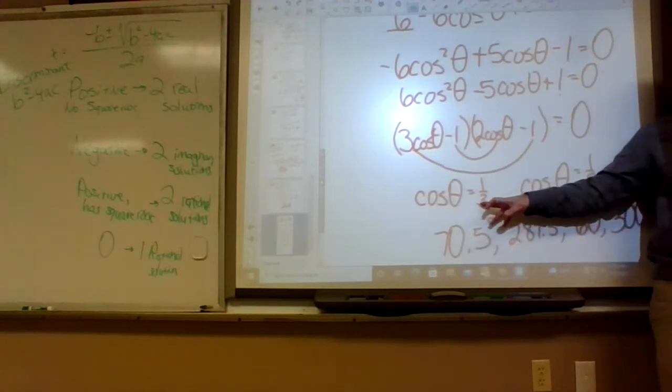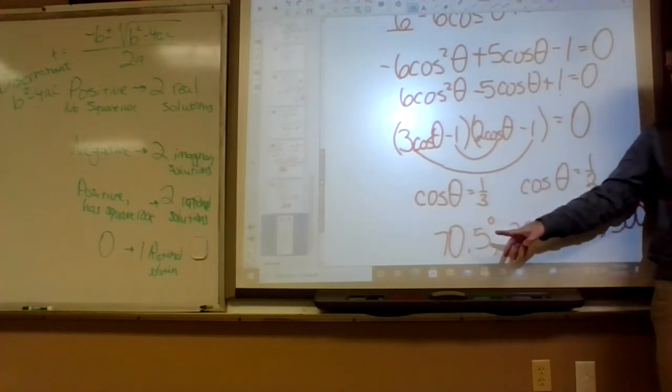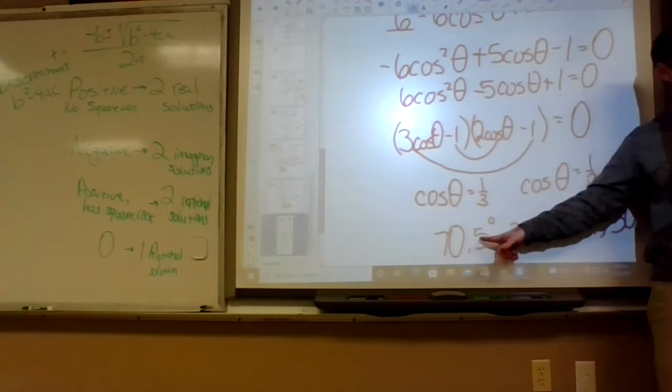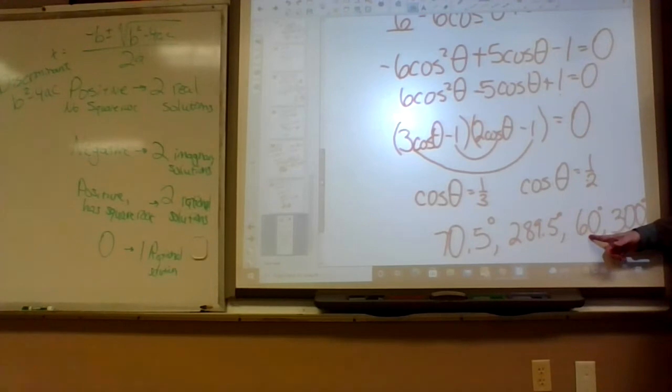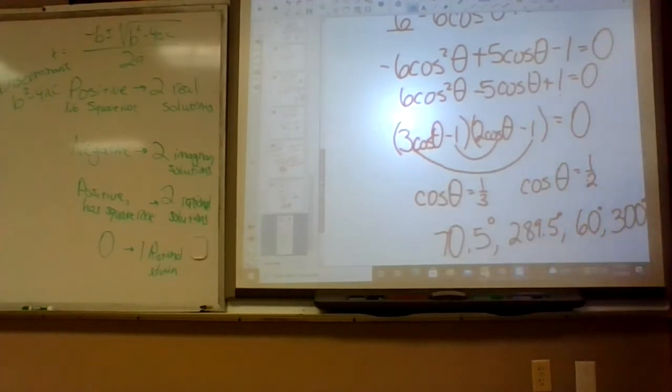Cosine is also positive in the fourth quadrant, so we use this for the reference angle in the fourth quadrant: 360 minus this, and 360 minus this. The direction said we had to find all angles from 0 to 360.